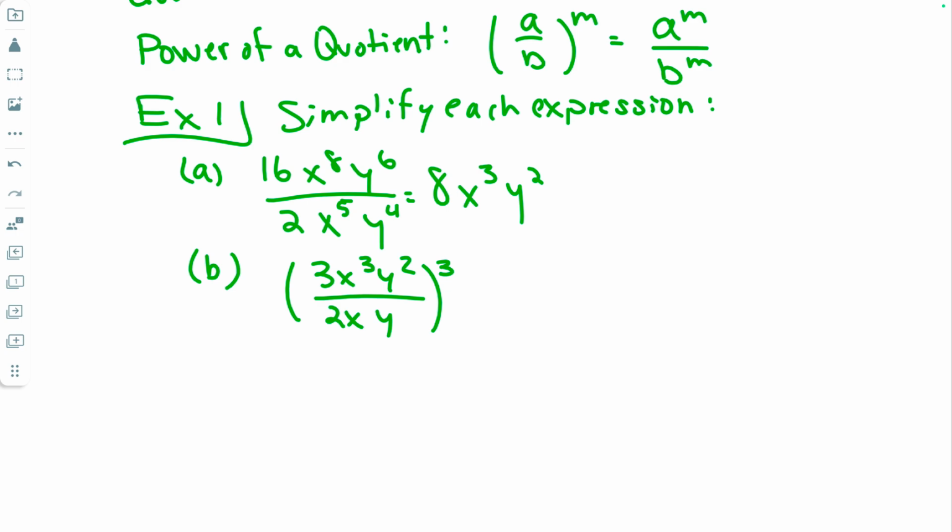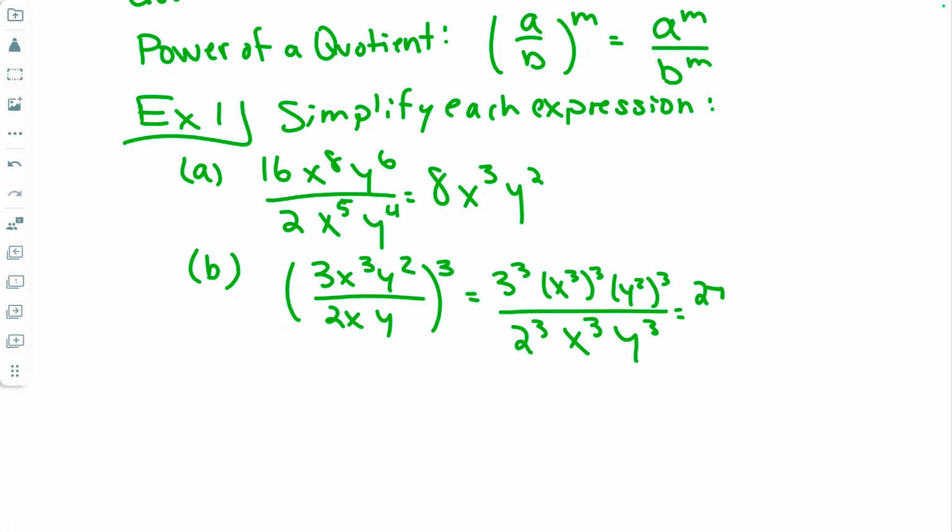Let's distribute first. So that's going to be 3 to the third times x cubed to the third times y squared to the third over 2 to the third x cubed y cubed. Okay. So we distribute the exponent to each piece. Now we simplify. So that's 27 x to the 9th y to the 6th over 8 x to the 3rd y cubed.